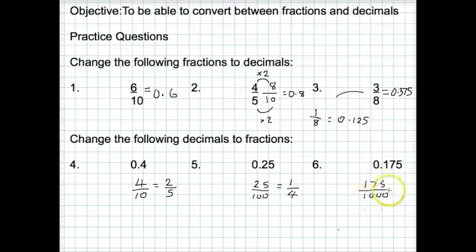So we've now got 175 over 1000. We need to write that in its lowest terms. I can see that 25 goes into both of these. 25 into 175 goes 7 times. And 25 into 1000 is 40. So it becomes 7 over 40 as a fraction in its lowest terms.